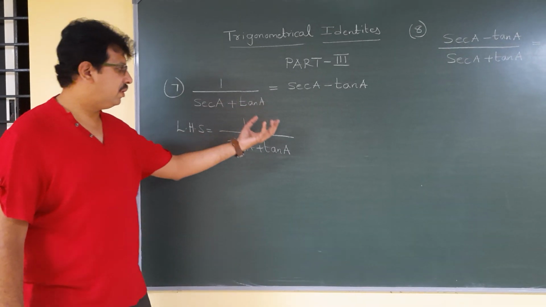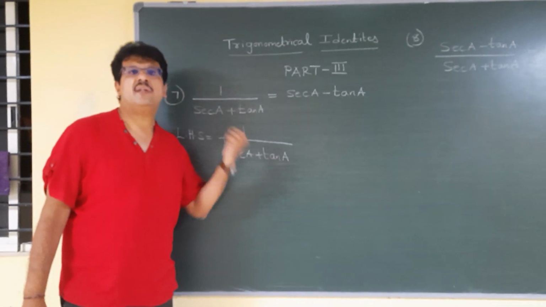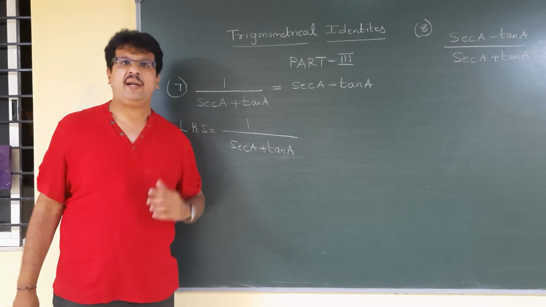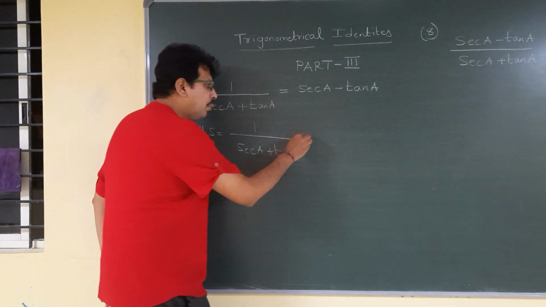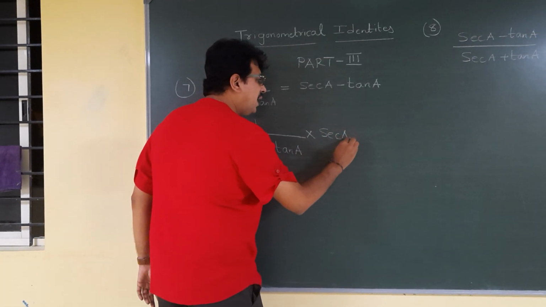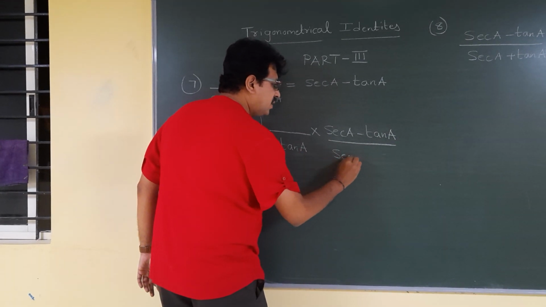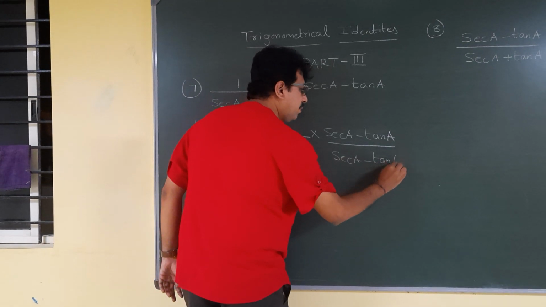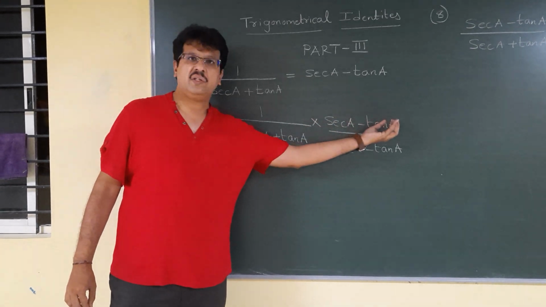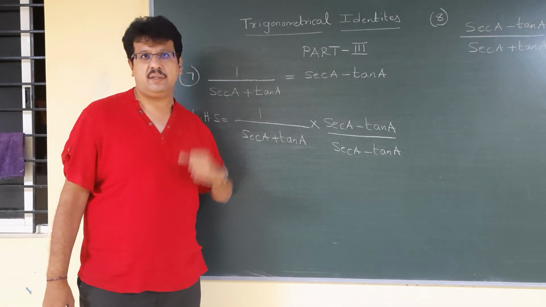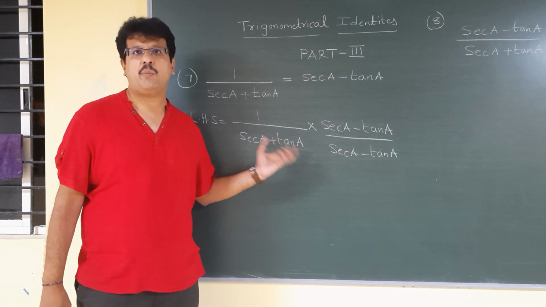So if you observe this problem, children, you should be able to think that we need to do the rationalizing of the denominator. What do you mean by rationalizing the denominator? If a plus sign is there, we need to multiply the numerator and denominator by secant a minus tan a. We need to change the sign. That is called making the denominator a rational number.